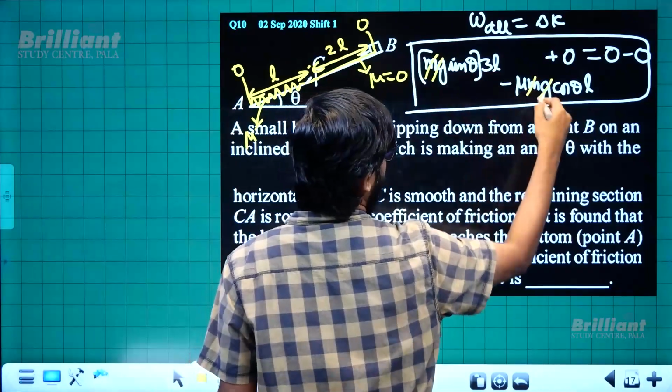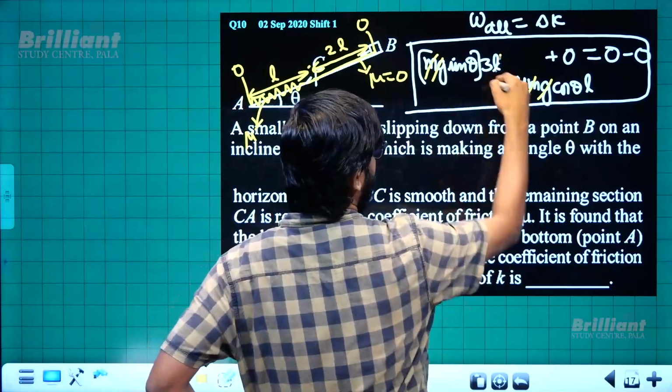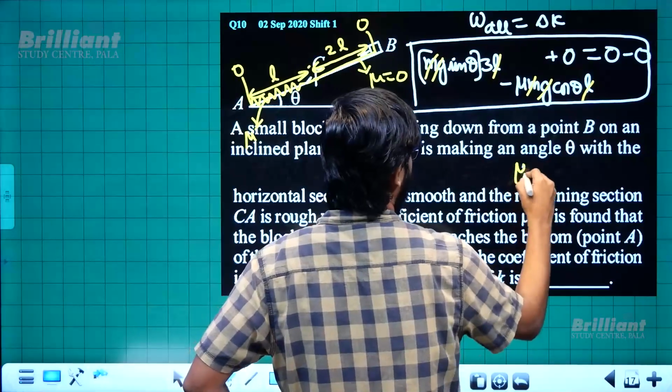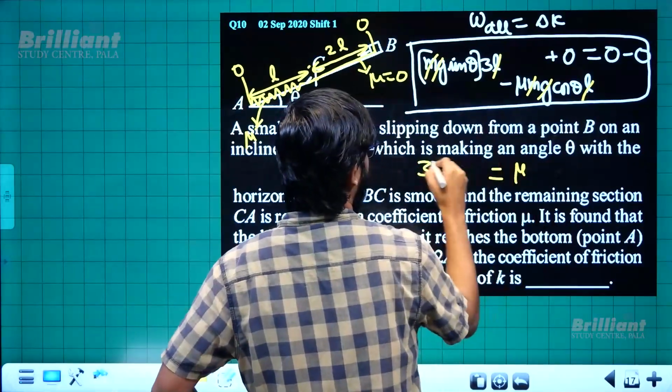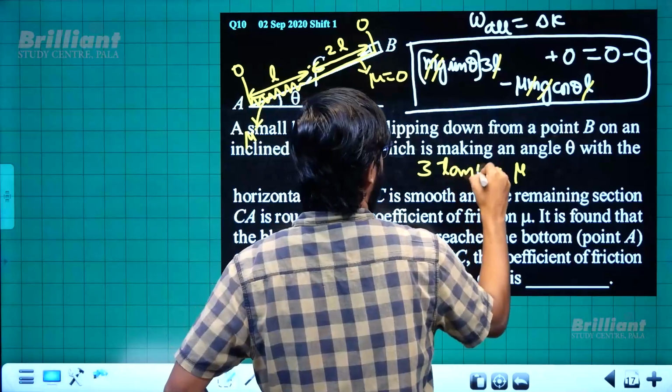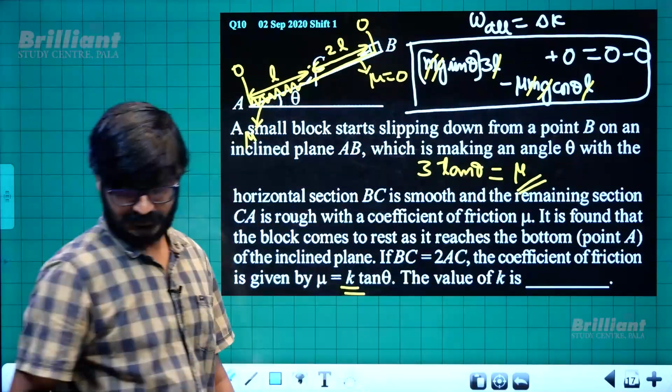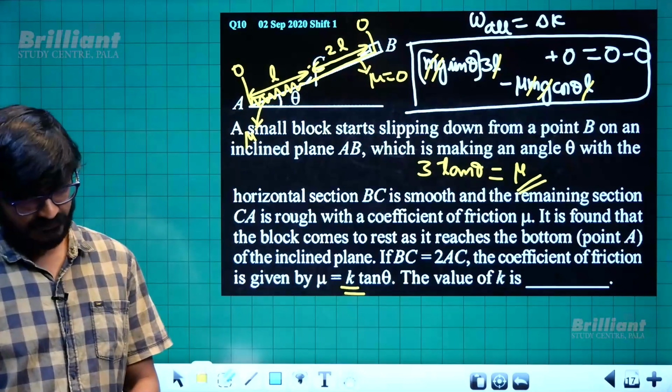Mg will go, so you will be getting L and L will go. So when you bring mu to the other side, you will be getting mu equals 3 tan theta. Mu equals 3 tan theta. So K value is 3. Yes, K value is 3.